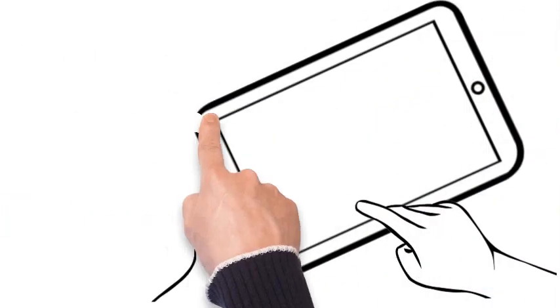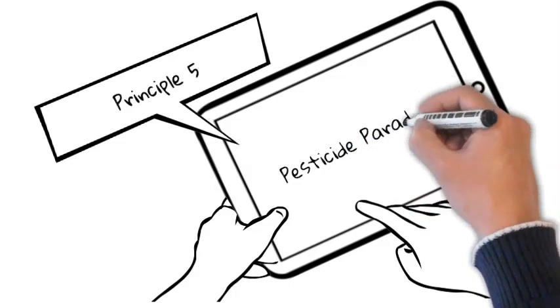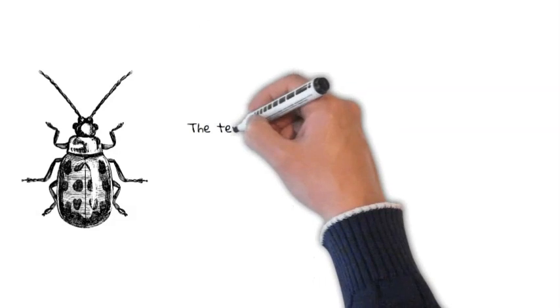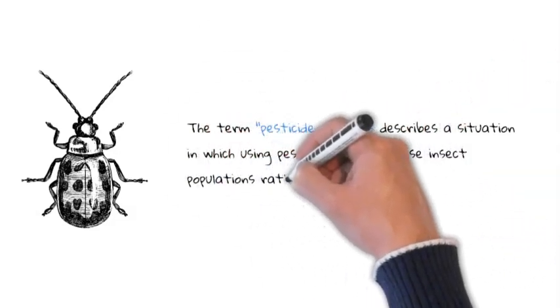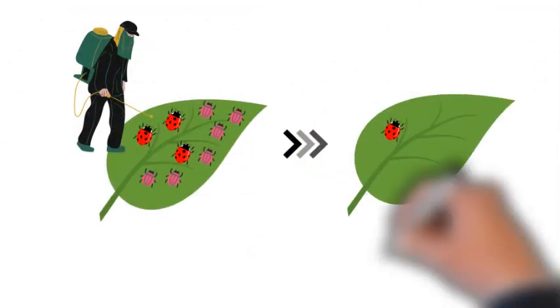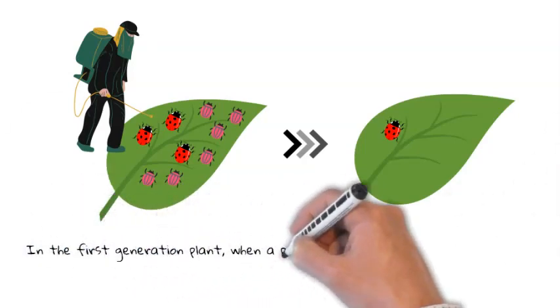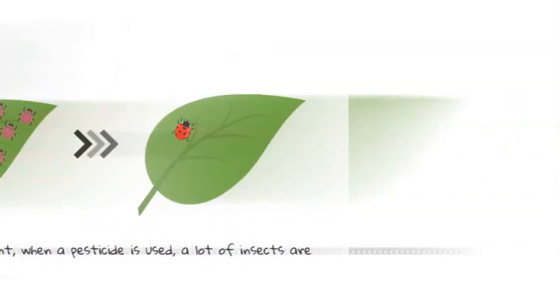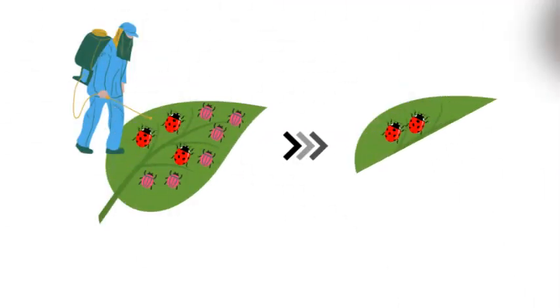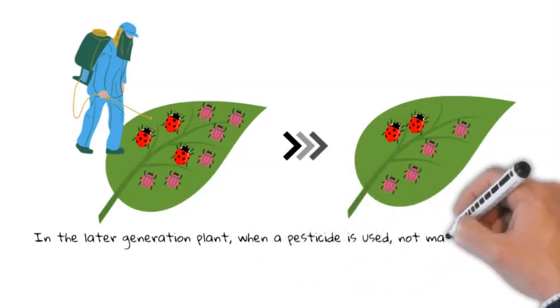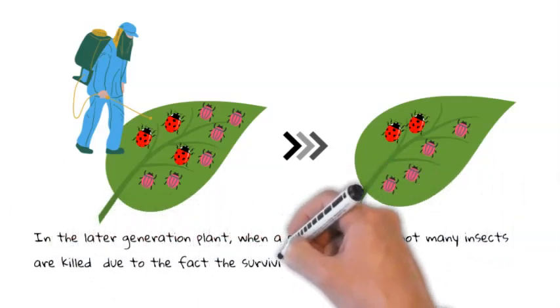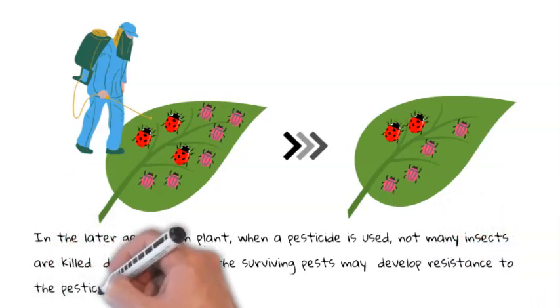The next principle is based on the pesticide paradox. The term pesticide paradox describes a situation in which using the same pesticide can increase the insect population rather than actually decreasing them. In generation 1 of plants, when a pesticide is used, a lot of insects are killed. In the later generation, when the same pesticide is used, not many pests are killed for the same reason, as surviving pests may develop resistance to the pesticide over time, making it less effective.